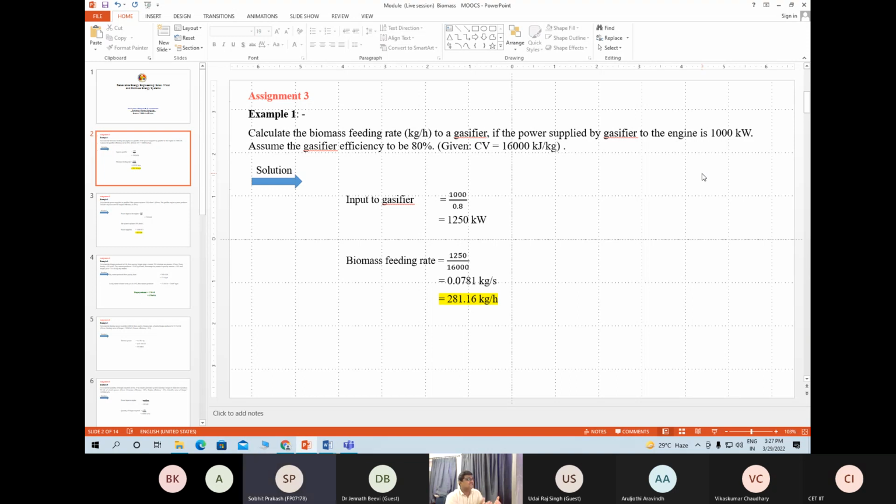Here, by giving the feeding rate, we can also ask you to calculate the input power required to the gasifier. Suppose I give you the biomass feeding rate, and based on that I ask you to calculate the input power required to the gasifier. So it can be asked the other way as well. Simply try to understand this example in this way, and also try to calculate on your own by changing the statement of the example. This is what I suggest.